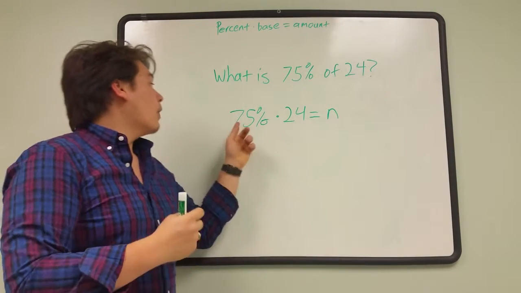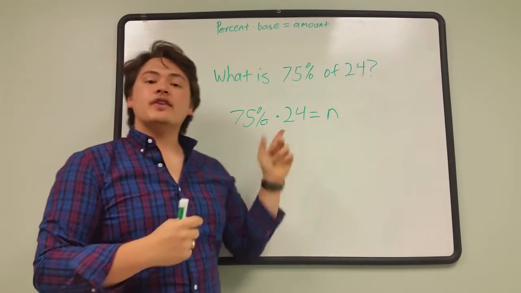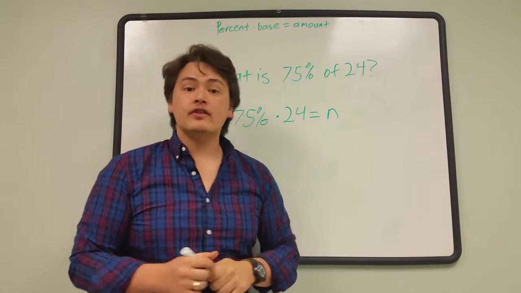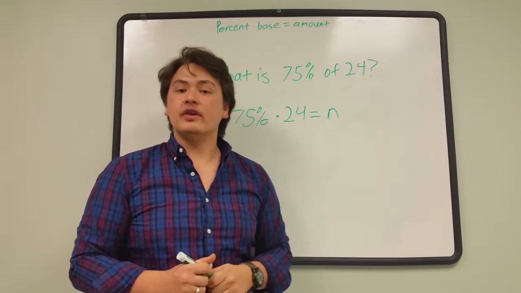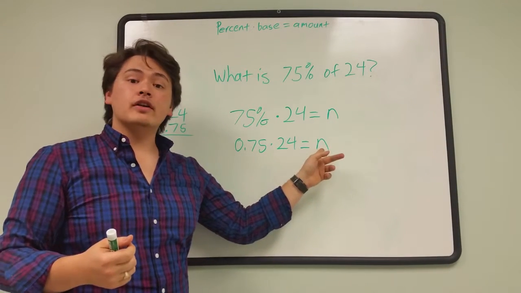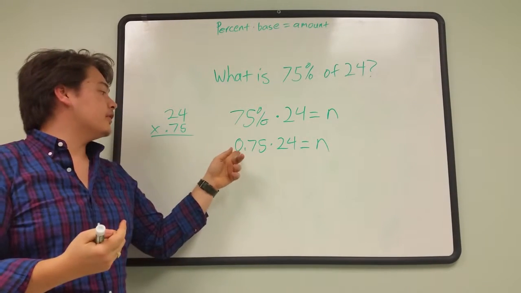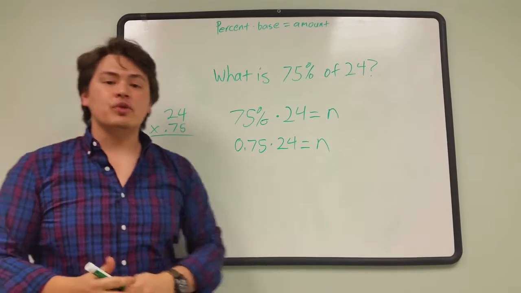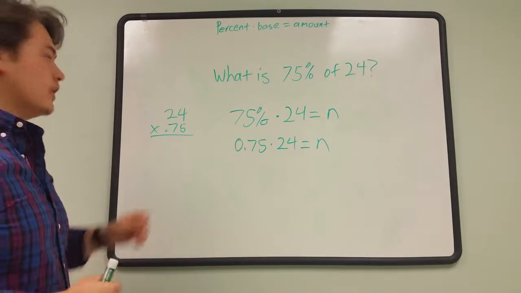So in this case, what I'm going to do is convert 75% into a decimal, which is going to be 0.75. So since we're solving for n, all I'm going to do is multiply 0.75 times 24. So let's do it over here.